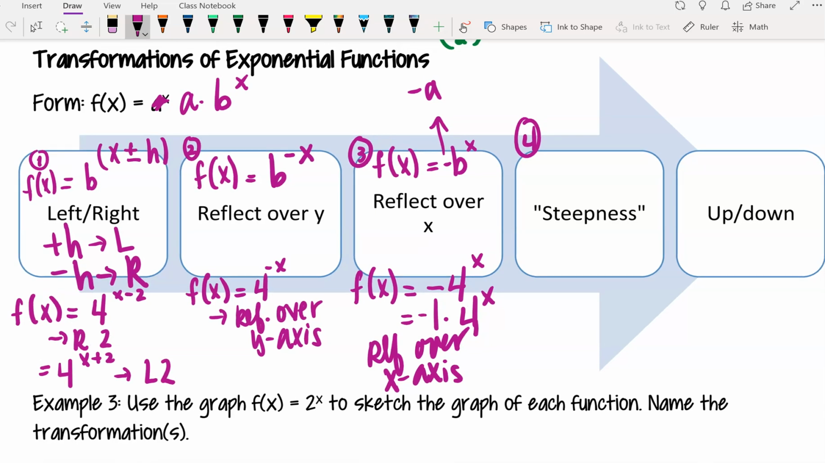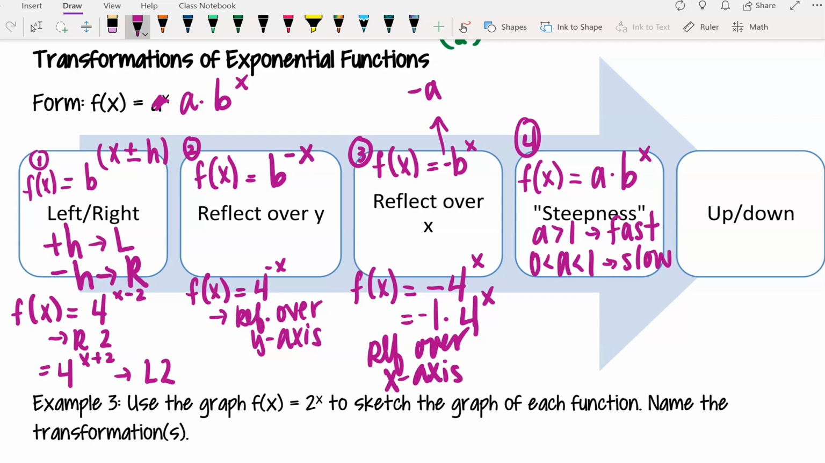So now the fourth thing, and this doesn't really affect exponentials that much, but I just want to make sure we talk about it. If you have your function, and this is where we have an a, okay, we for sure have an a here. If a is greater than 1, you have a fast increasing exponential function. If a is between 0 and 1, it's going to be a slow increasing or decreasing. So slow incline, right, because of the fraction.